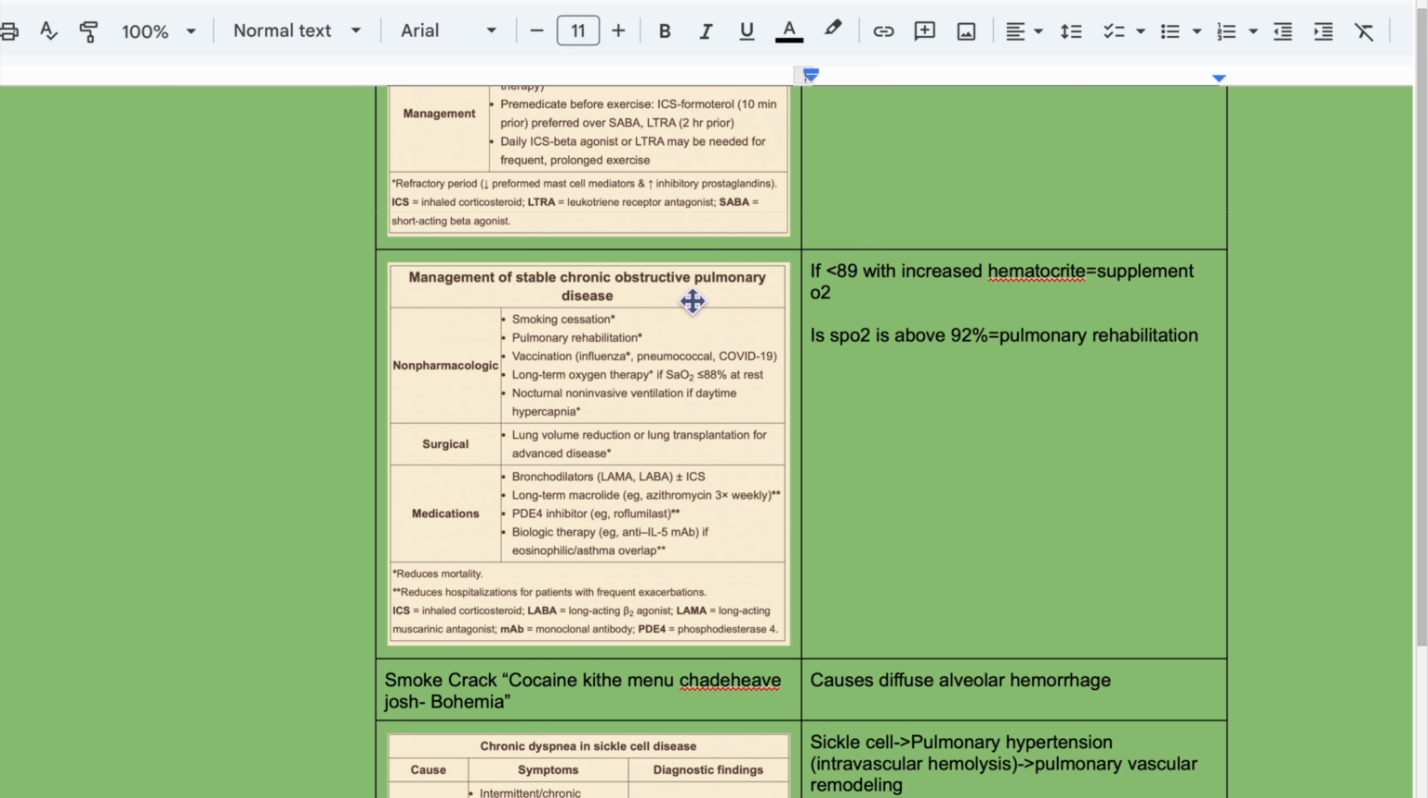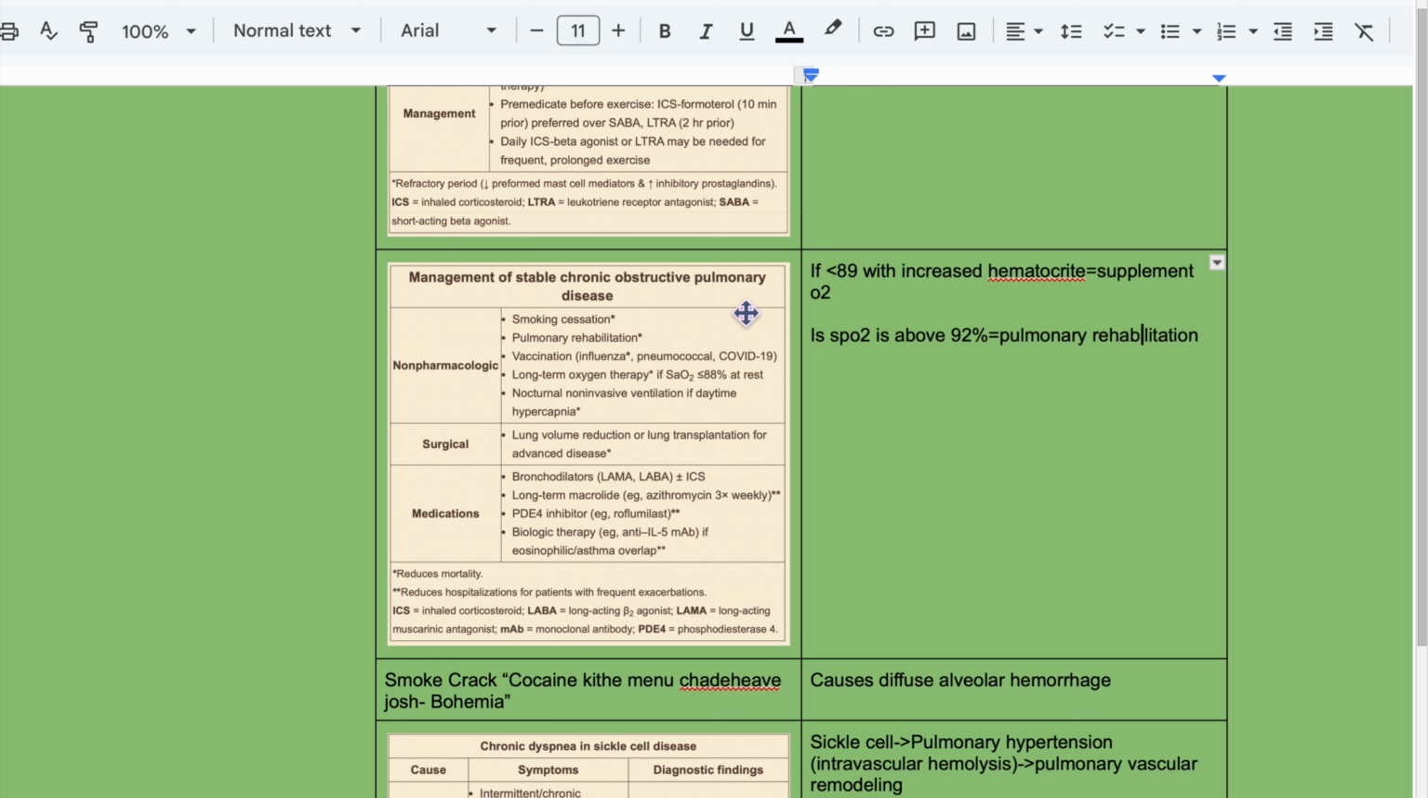Management of stable chronic obstructive pulmonary disease, COPD. Okay, stable COPD. So how do you manage it? If SpO2 is less than 89% with increased hematocrit, then you need to supplement with oxygen. If SpO2 is above 92%, then pulmonary rehabilitation is required.